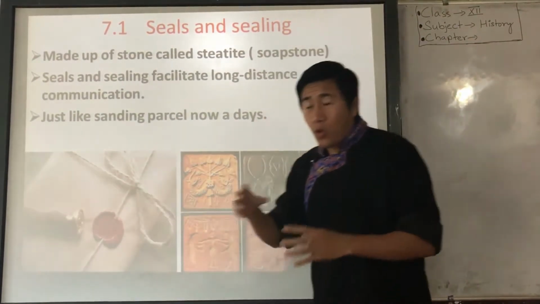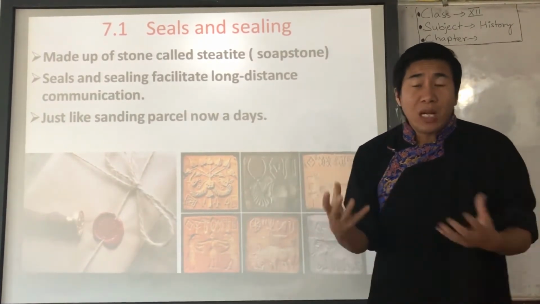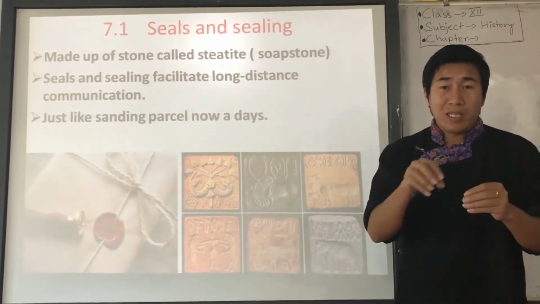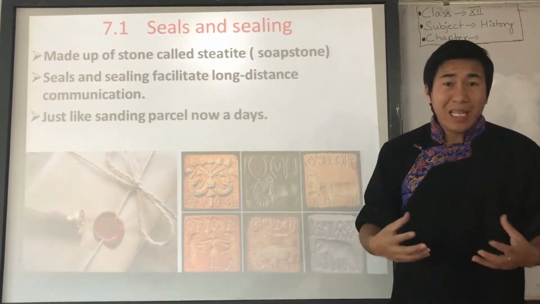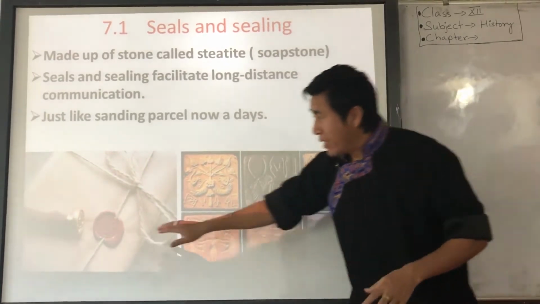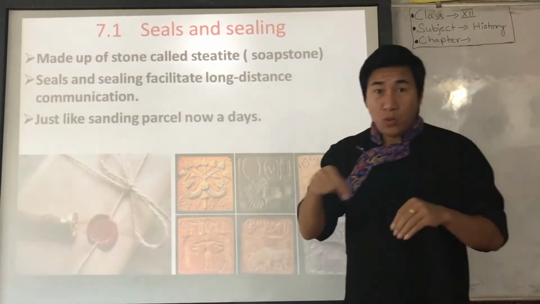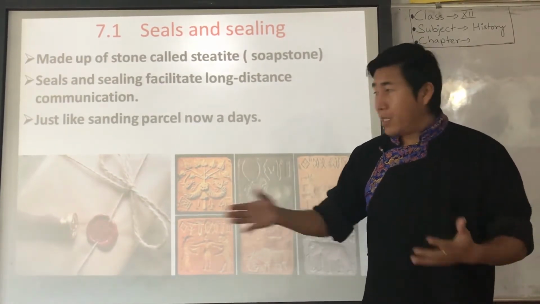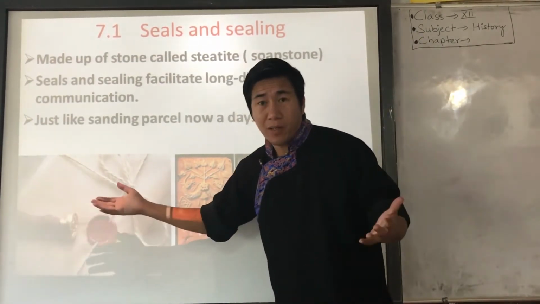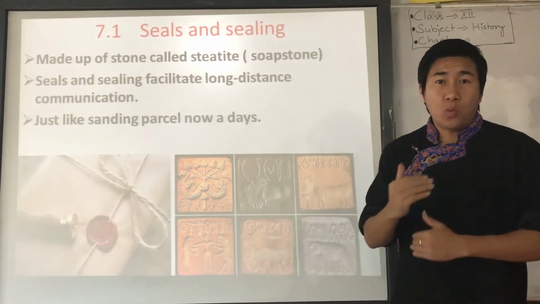Just like that. So when the person reaches someone without any damage to this seal, that means the parcel is sealed. Just like here, if somebody attempts to break this, then the person who receives it will say something about it, because it is not safe, because it's open. So through that way, the seals and sealing process works.